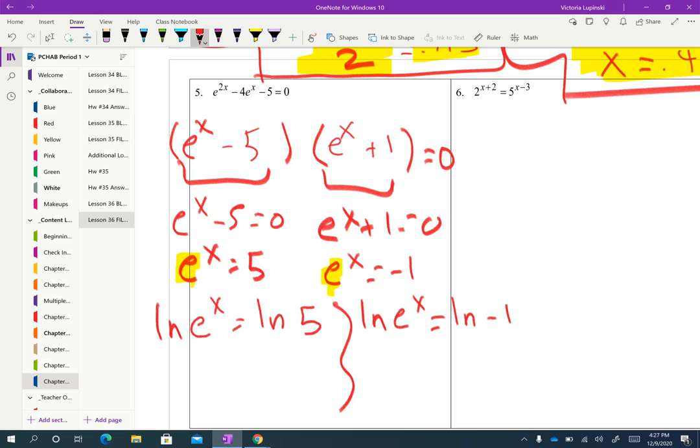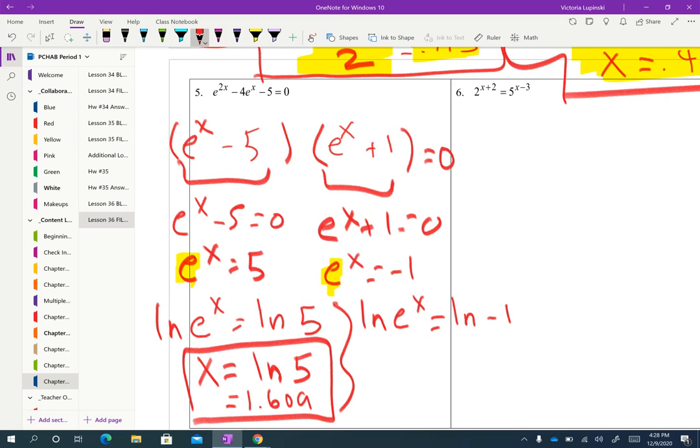Over here on the right, ln base e of e to the something, that just becomes the something. So we can say with confidence that x is equal to the ln of 5. That is, of course, the exact solution, which if you were to plug it into your calculator, you would get 1.609. On the other side, ln base e of e to the x, that would just be x, and you would get x equals the ln of -1. Now, hopefully, that would alert you to the fact that you cannot take the log of 0, nor can you take the log of any negatives. So we would reject that solution, which would mean your only solution is exactly the ln of 5, or if you make it a decimal, 1.609.